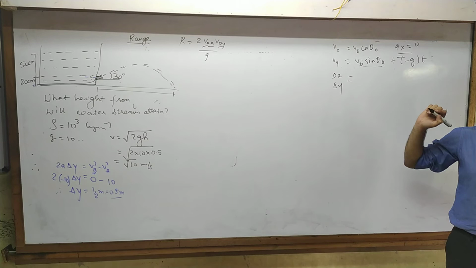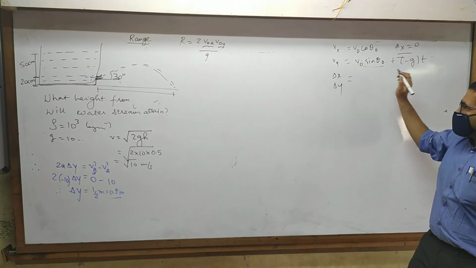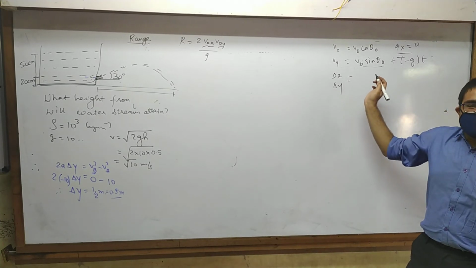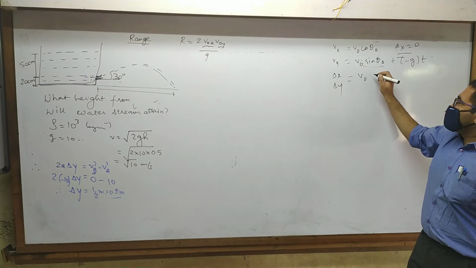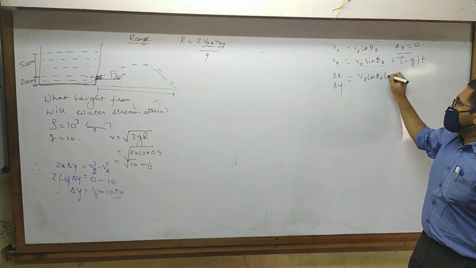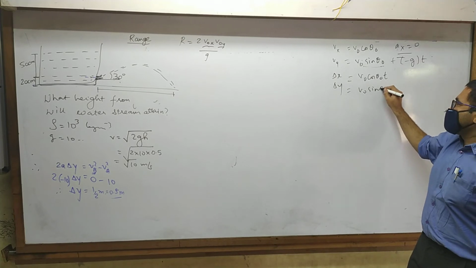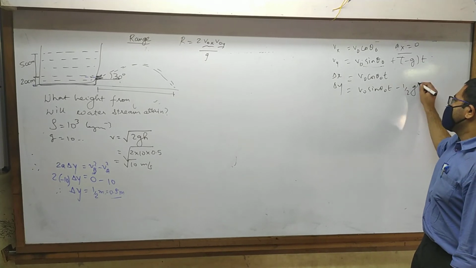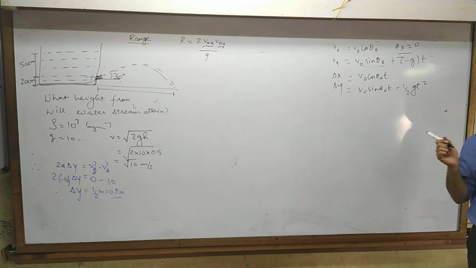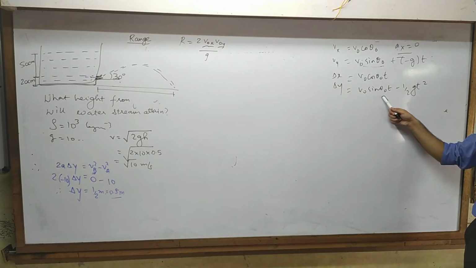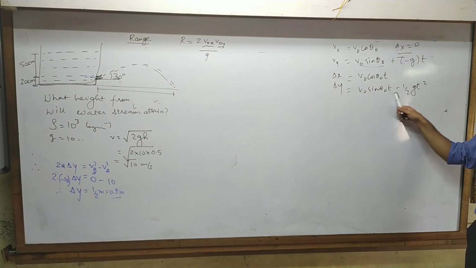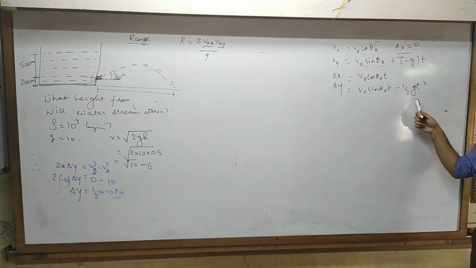Delta x is v0 cos theta 0 t because acceleration is 0. Delta y is v0 sin theta 0 t minus 1 by 2 gt square. That is v0y t plus half ay t square.